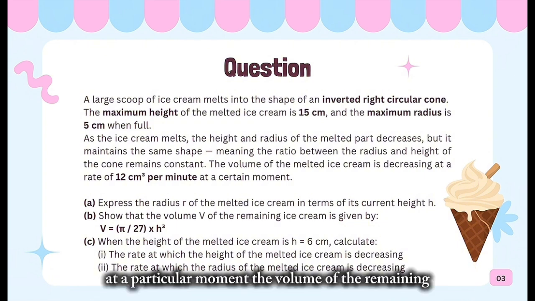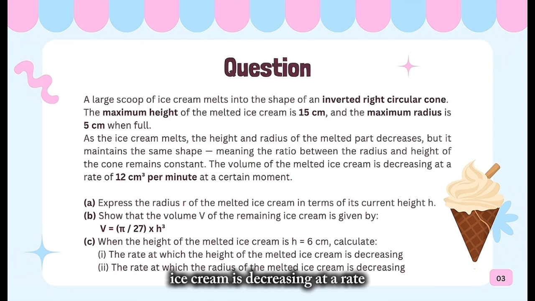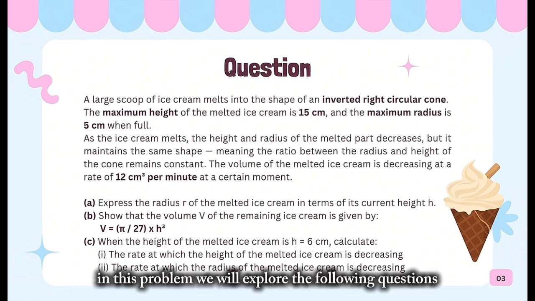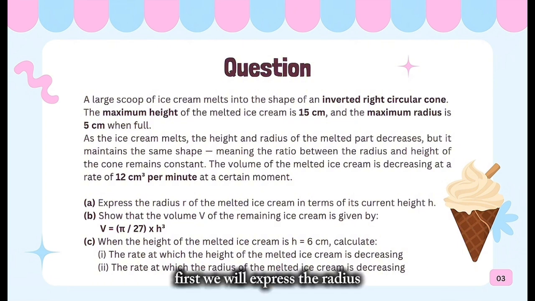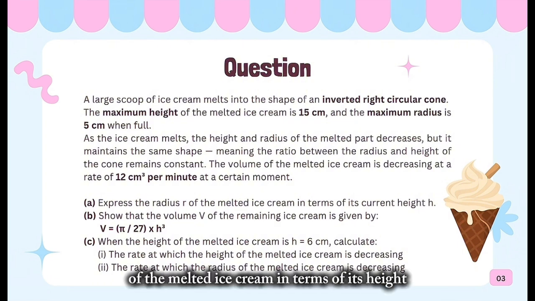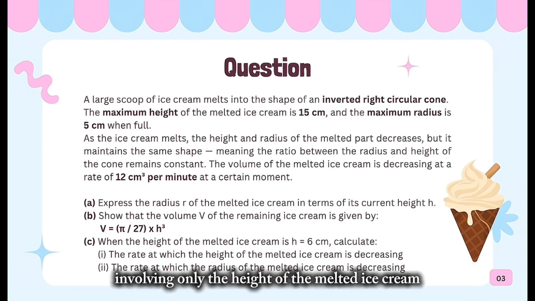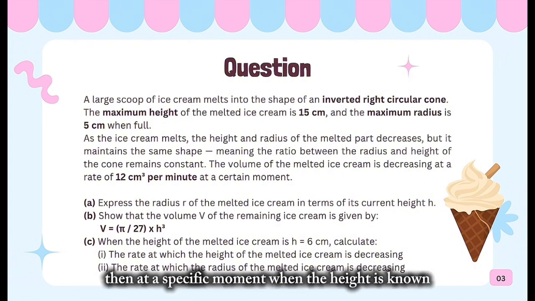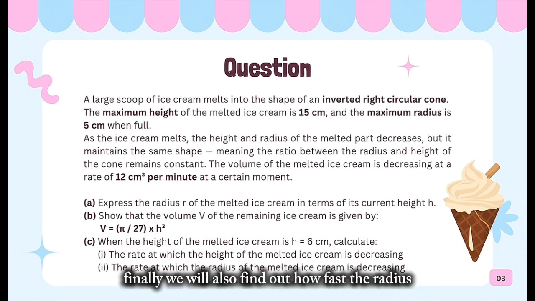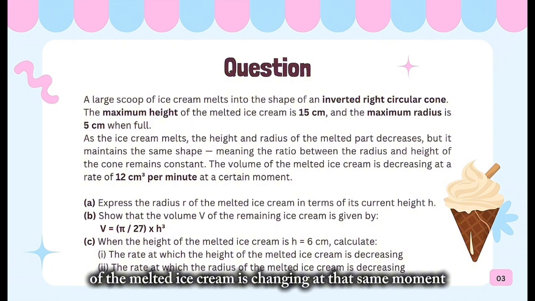At a particular moment, the volume of the remaining ice cream is decreasing at a rate of 12 cubic centimeters per minute. In this problem, we will explore the following questions. First, we will express the radius of the melted ice cream in terms of its height. Next, we will form a volume equation involving only the height of the melted ice cream. Then, at a specific moment when the height is known, we will calculate how fast the height is decreasing. Finally, we will also find out how fast the radius of the melted ice cream is changing at that same moment.